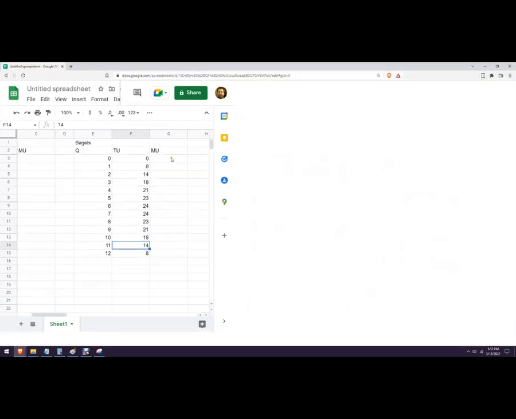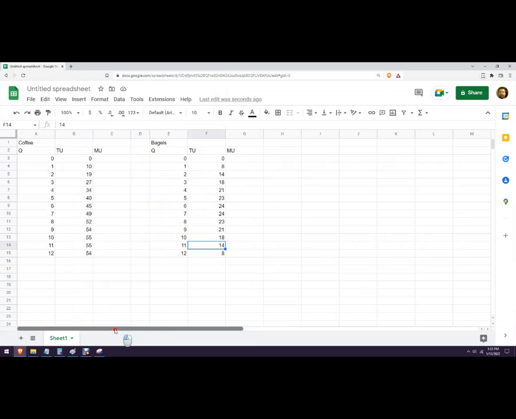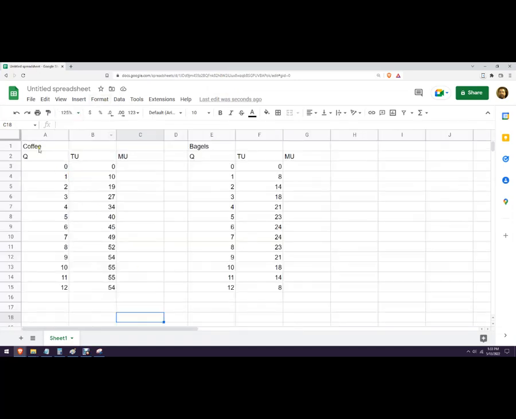I just need to remember that this consumer has $12. So I want to maybe zoom in. Can I get a little bit closer? Yes, there we go. And I'll make all of this bold just by preference.